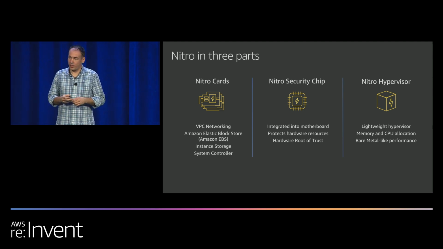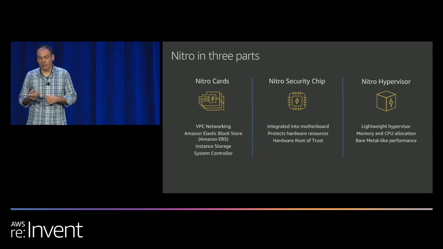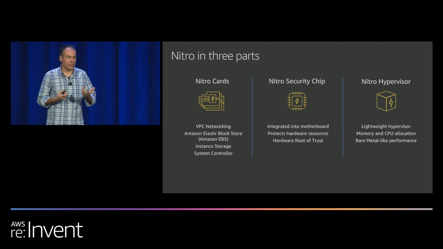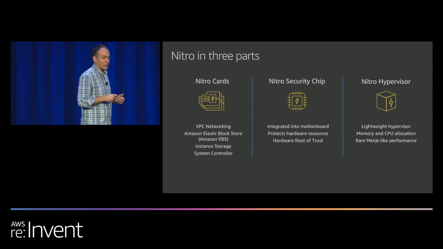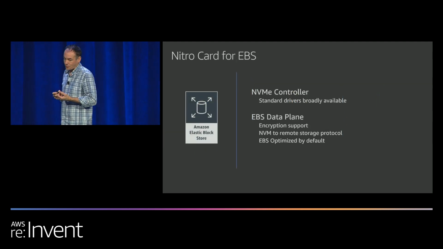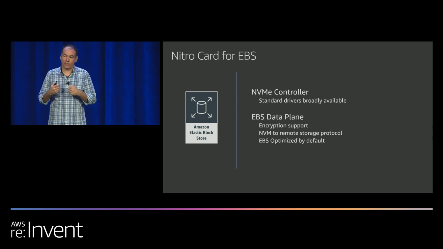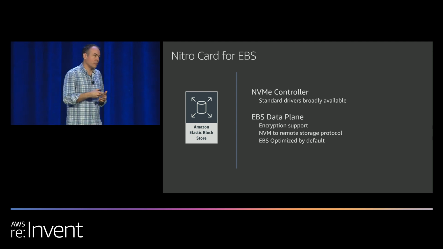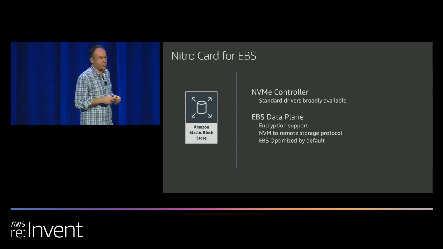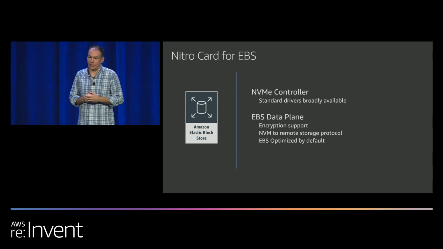The way that we did that was by building Nitro cards. And so we've got VPC networking offloads, we've got EBS offloads, instance storage, as well as our main system controller, all offloaded on Nitro cards. Now, since this is an EBS talk, I'm going to focus in a little bit on the EBS Nitro card. And so Ash just mentioned earlier that we can offer security encryption for EBS volumes with no performance impact on our C4, C5, or 4 series, 5 series, and our upcoming 6 series instances. And that's because of the Nitro card.